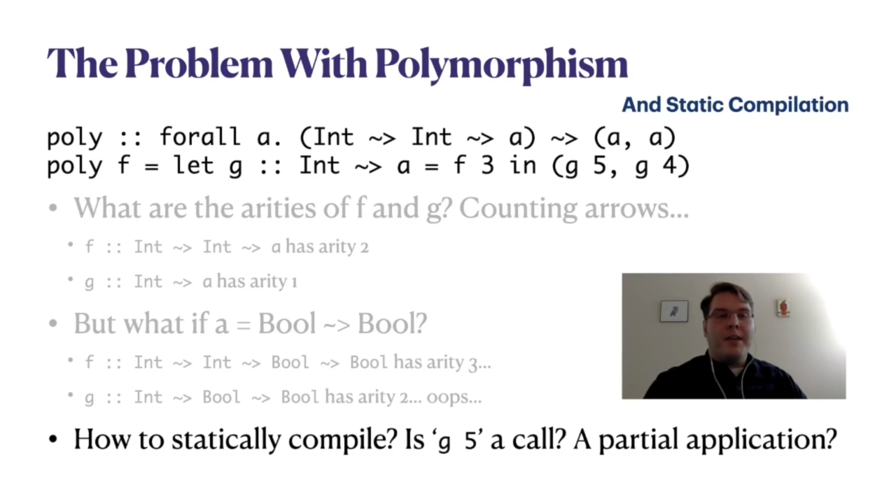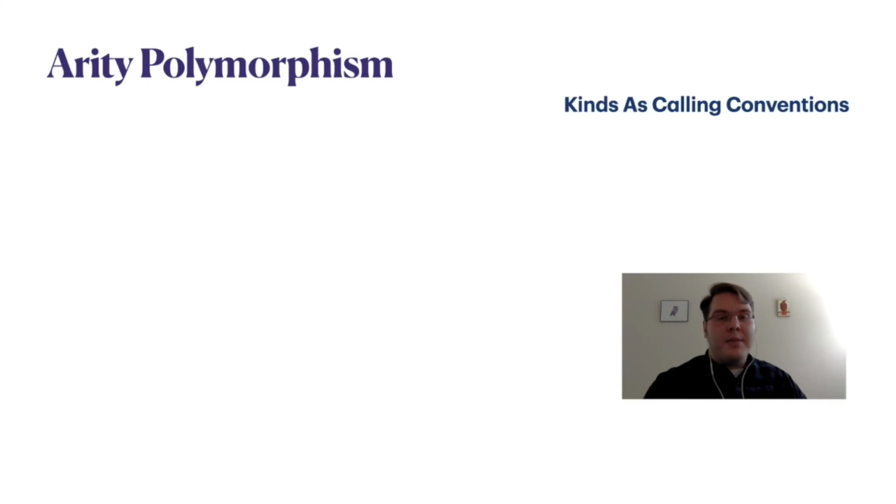If we look at the application of g to 5 and g to 4, how do we compile those calls? If g's arity is 1, then this is a complete function call. But if its arity somehow becomes 2, then there suddenly aren't enough arguments to correctly execute the body of g. How can we possibly statically compile multi-argument function calls when the arity of functions isn't even stable?